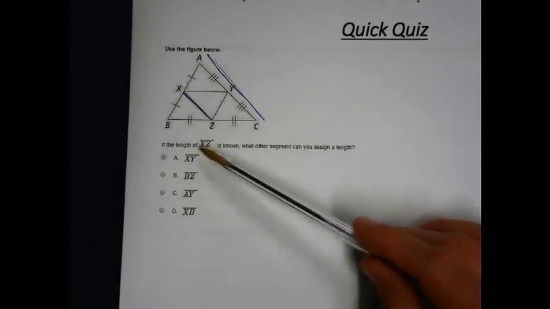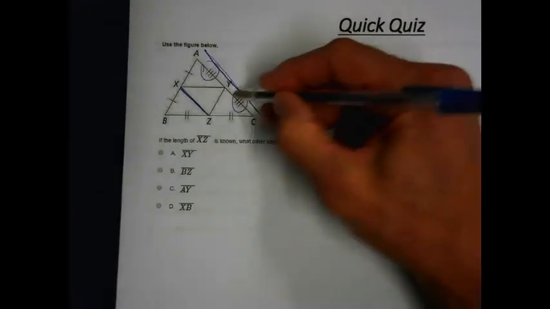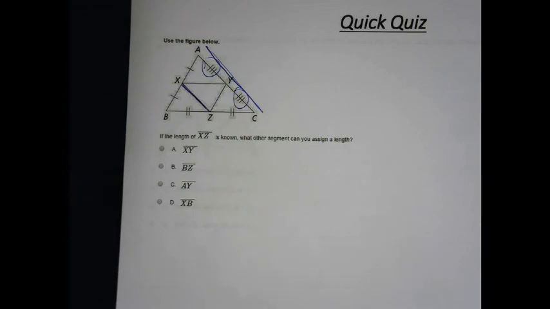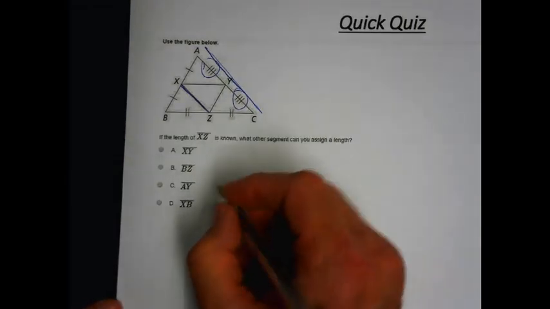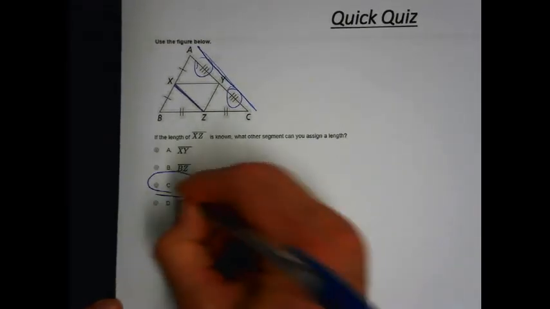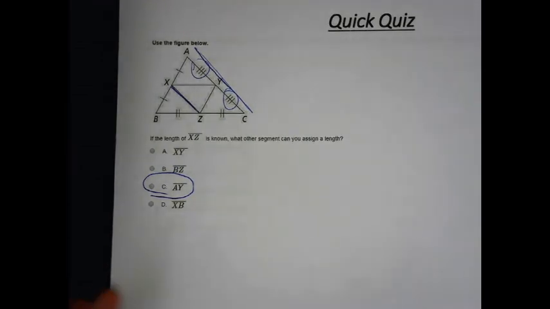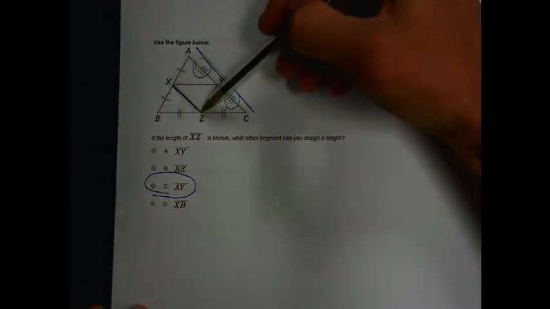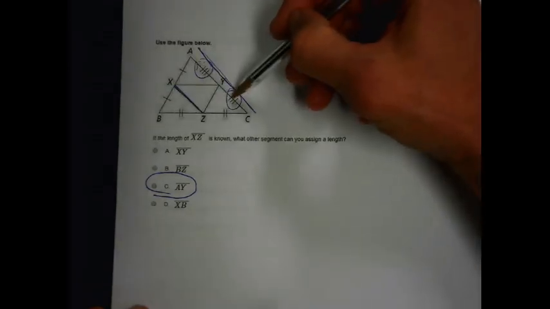AC, AC, AC. What? We don't have an AC there, right? But you know what we do have? We have an AY. Because guess what? If AC is twice XZ and AY is half of AC, well, if we know XZ, we know AY. Isn't that weird? Pause and rewind that, because I'm going to say it again. If we know XZ is half of AC, and we know AY is half of AC, well then XZ and AY are the same. Bam.